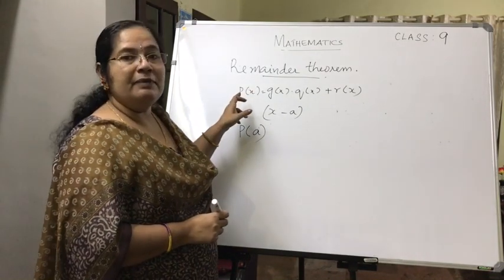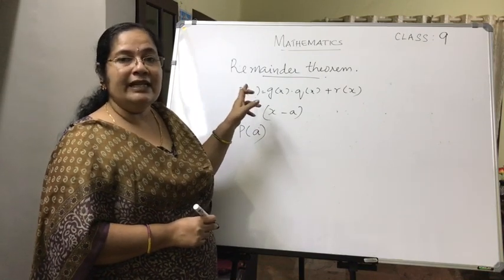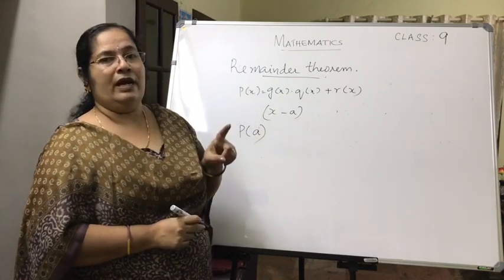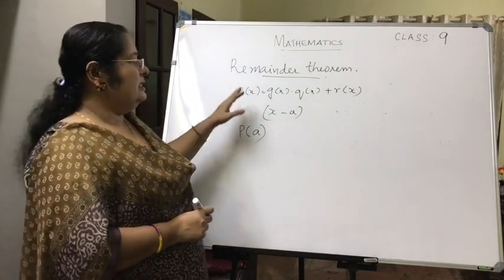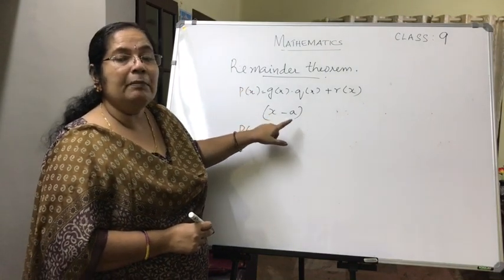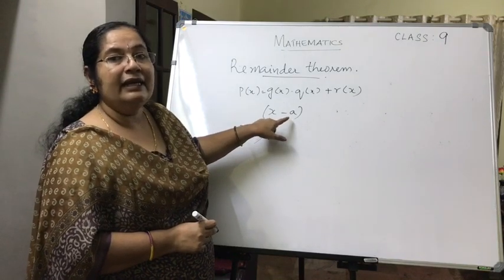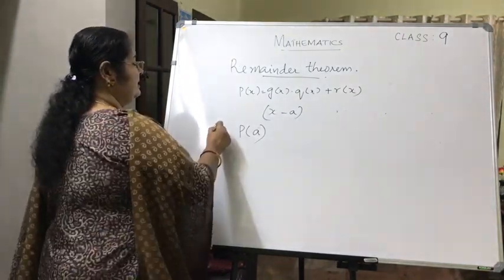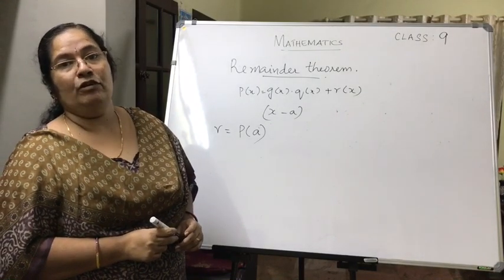Let P of x be a polynomial of degree greater than or equal to 1, and let a be a real number. If this polynomial P of x is divided by a linear polynomial of the form x minus a, then the remainder is P of a.